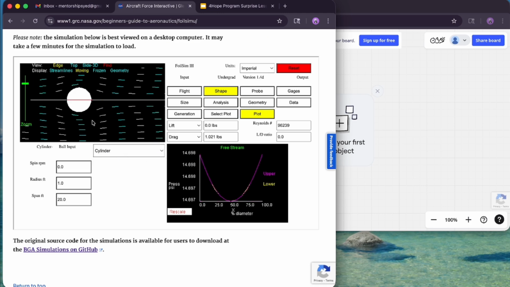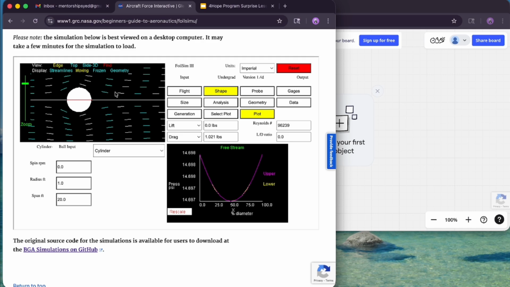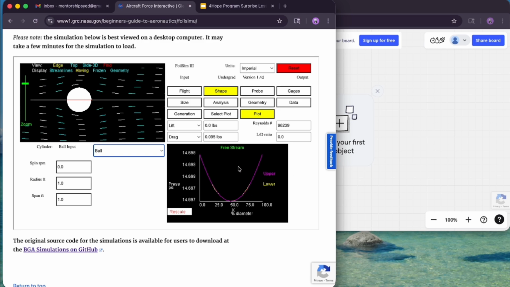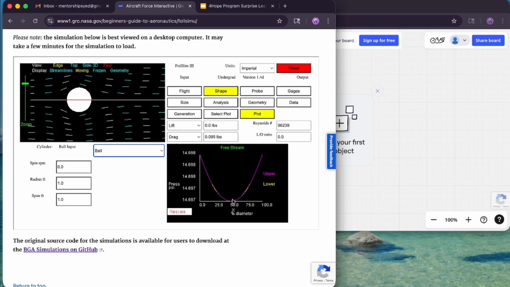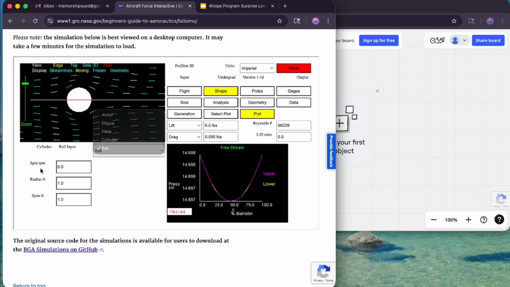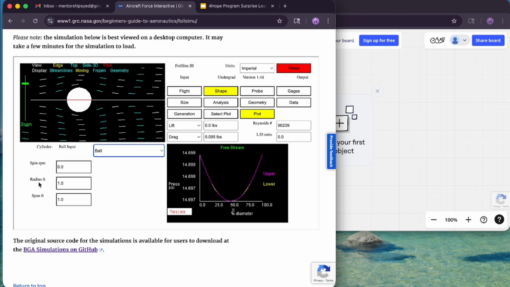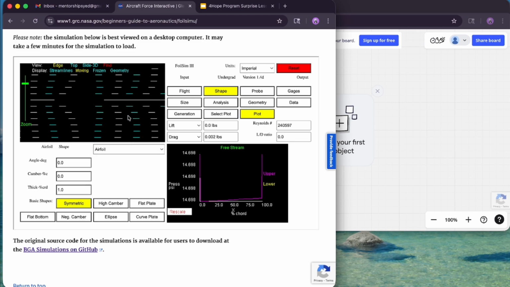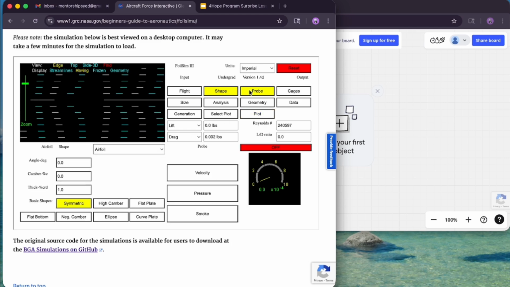Cylinder. Notice that there's a big curve that occurs within the streamline. Well, not the streamline, but when it's moving, air is kind of passing through this object. And the ball. The ball just goes parabolic because the ball always has a parabola shape that goes through the air. And yeah, we have spin, the RPM. Radius in feet and span in feet is just the distance we talked about between span and chord within an airfoil. We've talked about that within a previous video. There's also the probe.